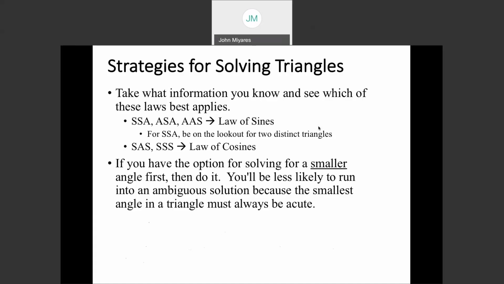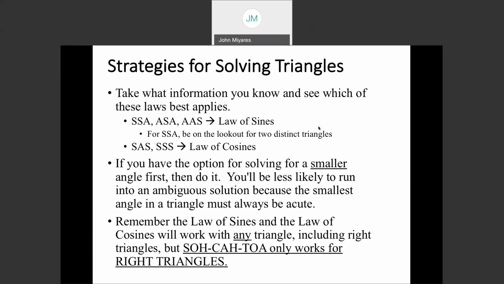Finally, remember that although the law of sines and the law of cosines will work with any triangle, including right triangles, the rules of SOHCAHTOA that we looked at in section 6.2 will only work with right triangles. Granted, if what we have is a right triangle, it might be easier to use SOHCAHTOA, but I cannot apply SOHCAHTOA if I do not have a right angle in there to begin with.